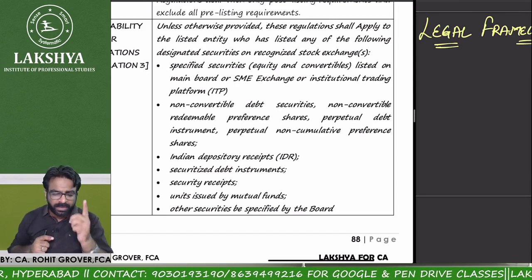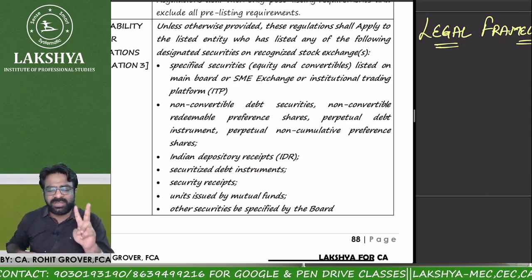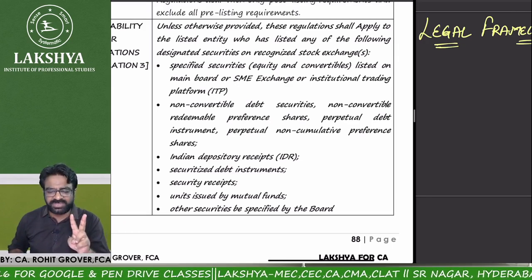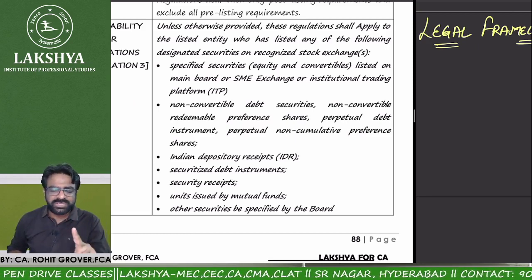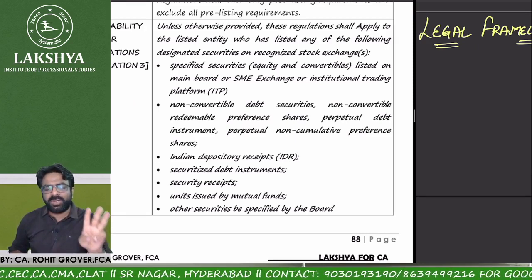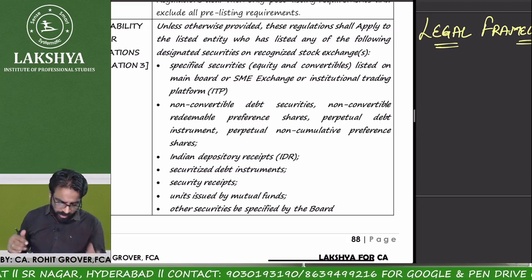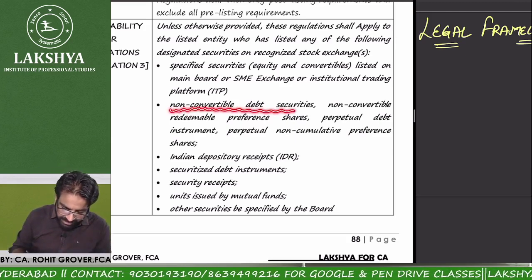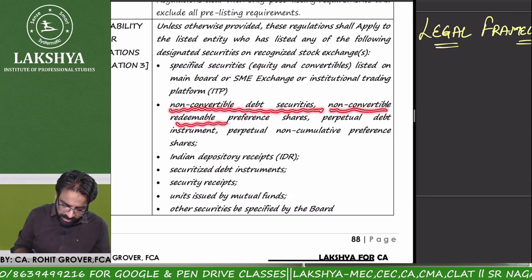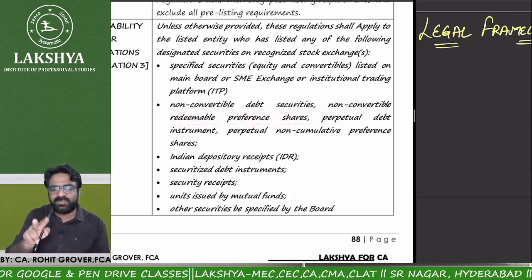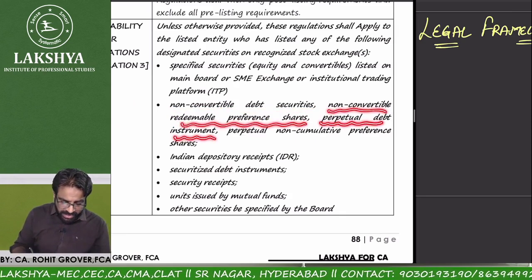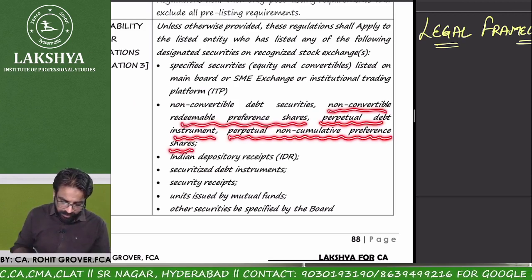So you are a listed company and any of the following securities is listed on a recognized stock exchange. What is the first security we are talking about? Your equity shares or your convertibles are listed on the main board, on the SME board, or on ITP, institutional trading platform. Or if you have non-convertible debt securities, non-convertible redeemable preference shares, perpetual debt instruments and perpetual non-cumulative preference shares.